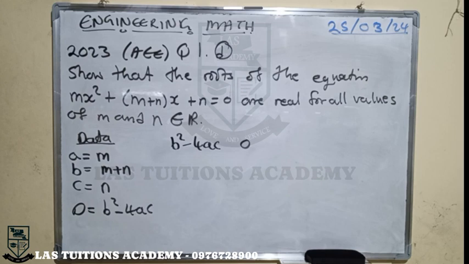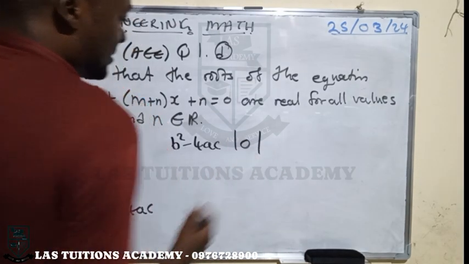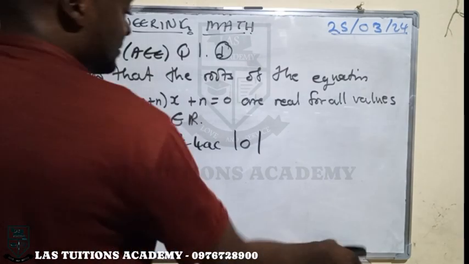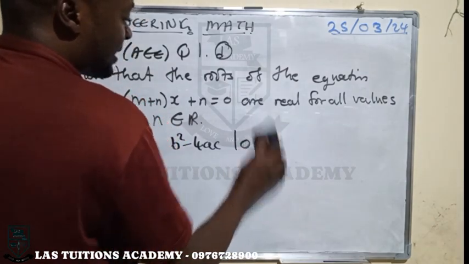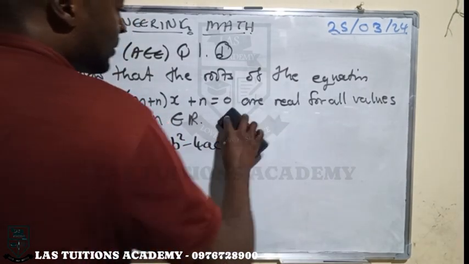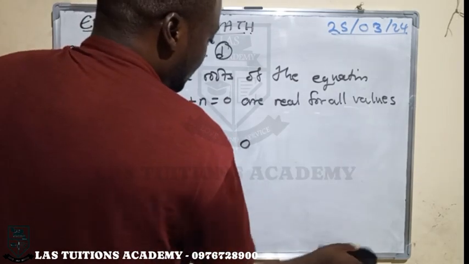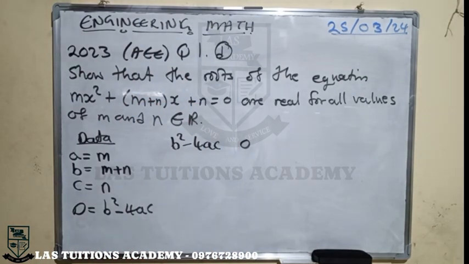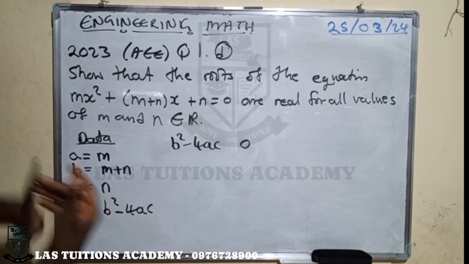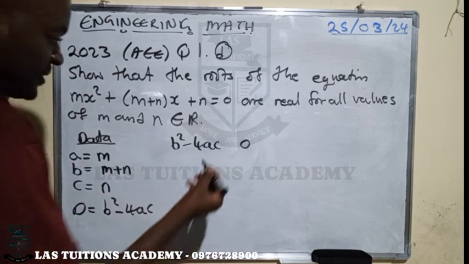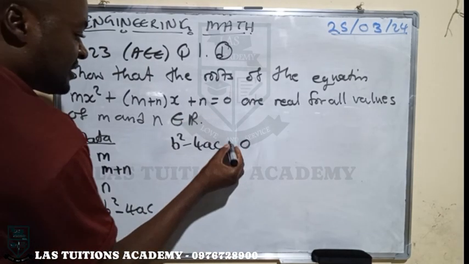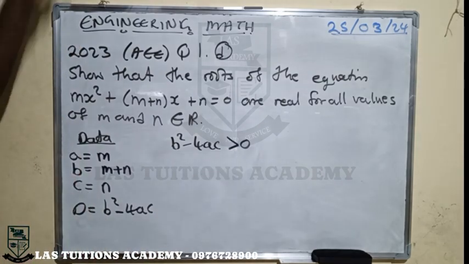So I suppose maybe you mean absolute. When you use the absolute, you never get a negative. The modulus, when you use the modulus, you are only interested in the positive value. So now, to cut on time, for real and distinct roots, this has to be greater than 0.